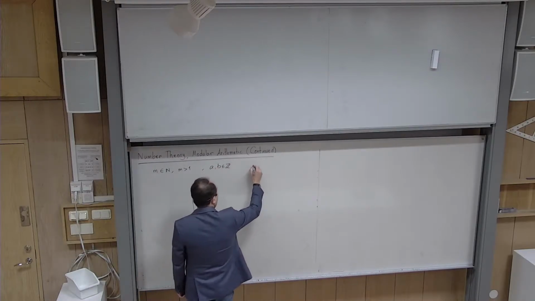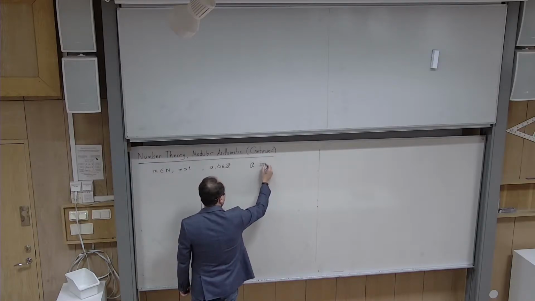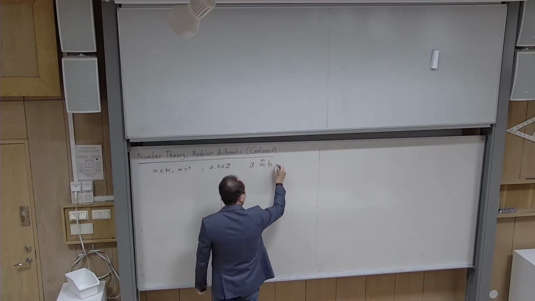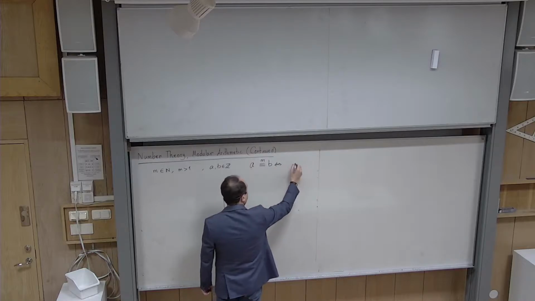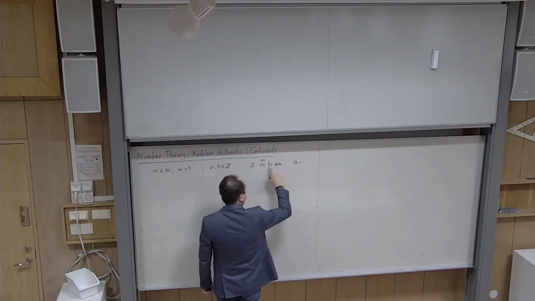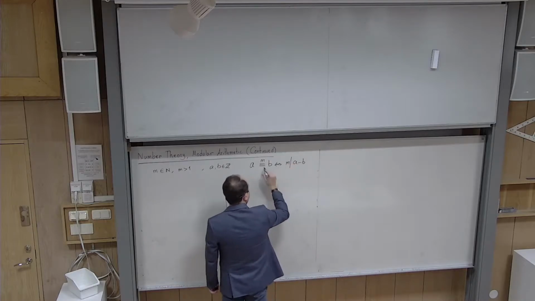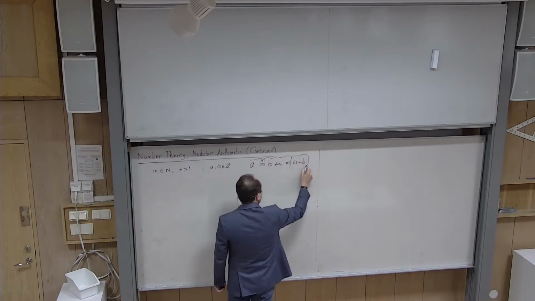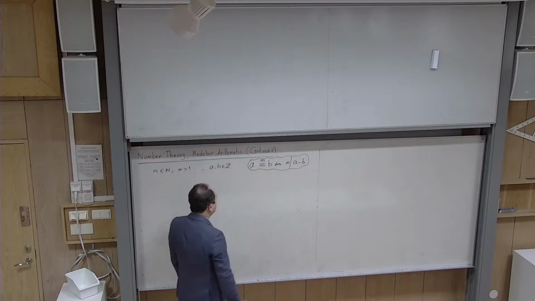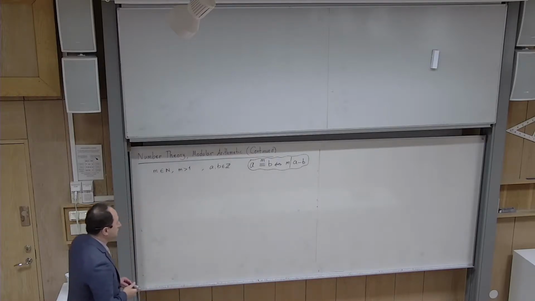We write a is congruent to b modulo m if and only if what happens? If and only if the number on the left minus the number on the right is divisible by m. So that was the definition of congruency of two integers in some module.